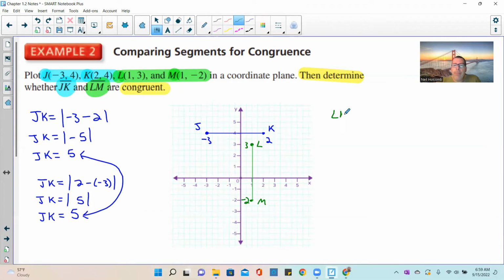So I'm going to say LM equals the absolute value of one end minus the other end. And be careful, it's minus the negative 2. If you forget that negative sign, you're going to get an answer that's not correct. So LM is going to equal the absolute value of 3, and a minus a negative means plus, so 3 plus 2, I'll show that here. And then we're going to get LM to equal the absolute value of 5. So LM equals 5.